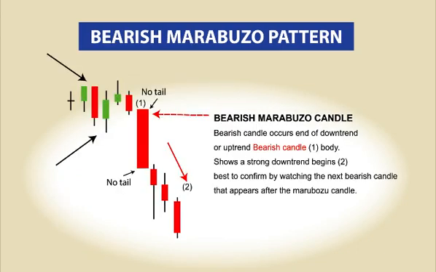Bearish Marubozu pattern. A bearish candle occurs at the end of a downtrend or an uptrend. The bearish candle, 1, body shows a strong downtrend begins, 2. Best to confirm by watching the next bearish candle that appears after the Marubozu candle.